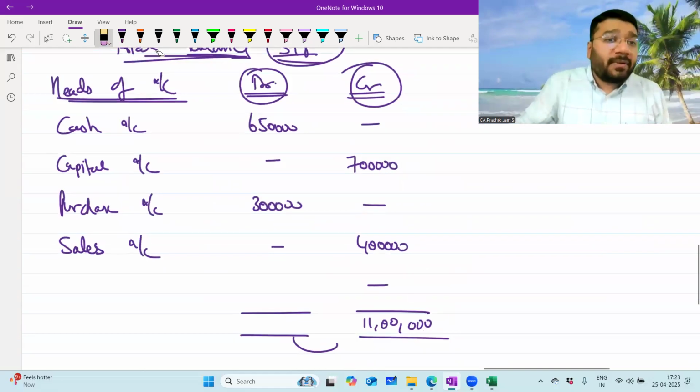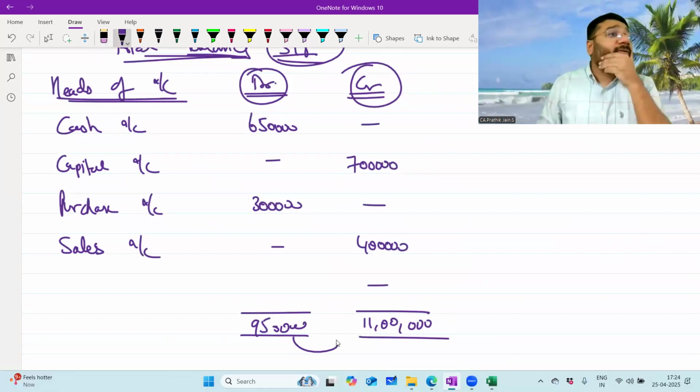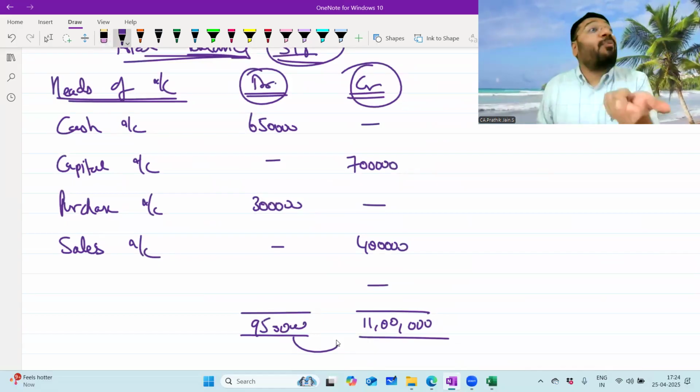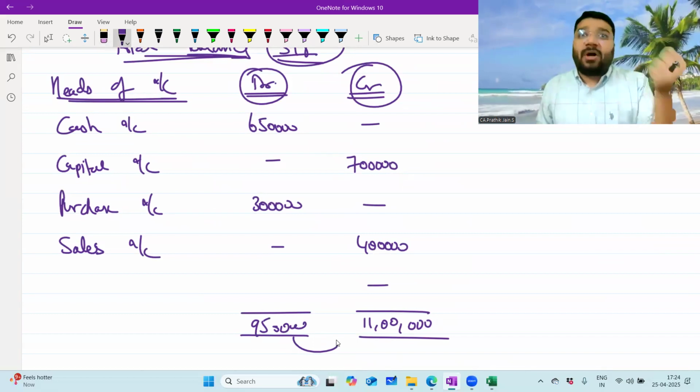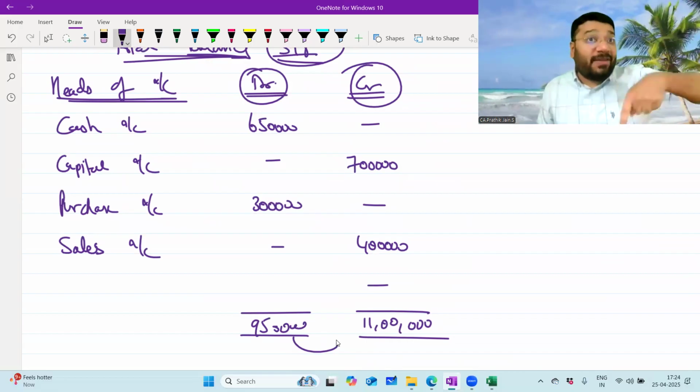What is the total here? 950. Difference is there or not there? Why is the difference there? Because one particular ledger balance, I did not post it here. One particular ledger which has got a balance, I did not post it here. So the trial balance is helping me to identify if any ledger balance is forgotten to be posted, then we have to post it.